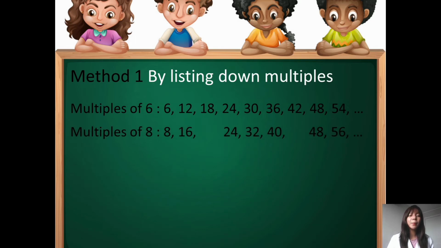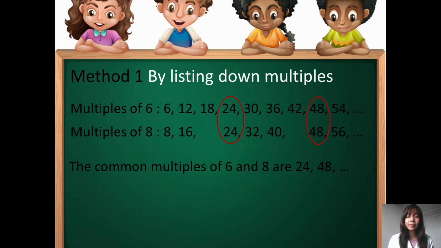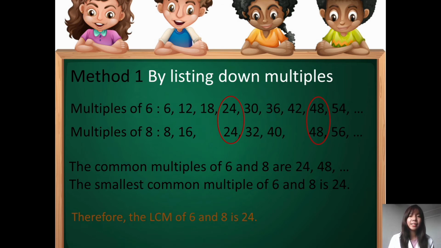Multiples of 8, we have 8, 16, 24, 32, 40, 48, 56, and so on and so forth. As you can see, we have a common multiple, which is 24, and another common multiple, which is 48. So we can say the common multiples of 6 and 8 are 24, 48, and so on. Next, the smallest common multiple of 6 and 8 is 24. So we can say, therefore, the LCM of 6 and 8 is 24.